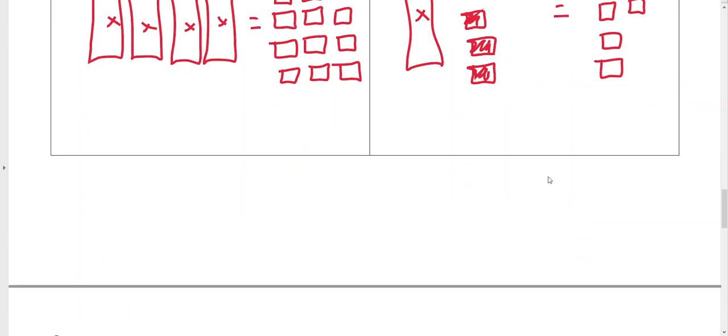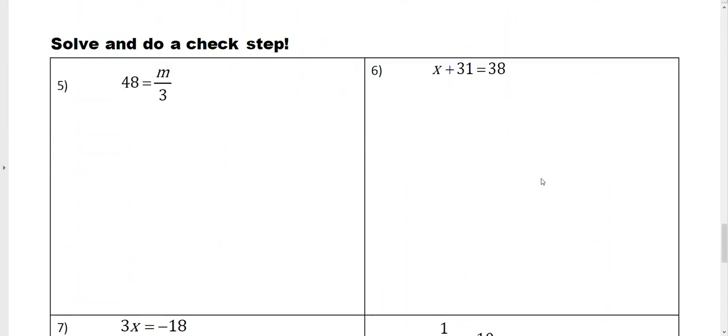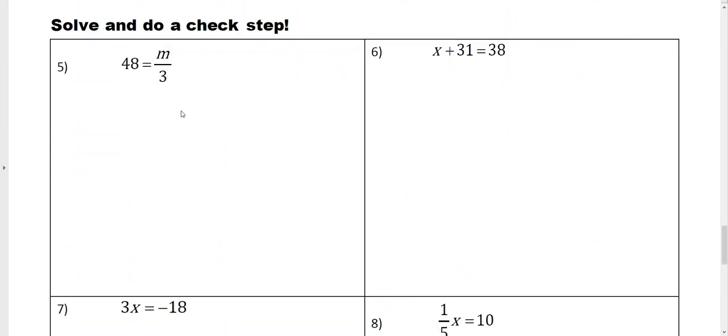All right, moving on to some solving ones. Solve and do a check step. So for this one, I have to try to get m by itself. I need to undo all my math to get m by itself to figure out what does it equal. So I have m divided by 3. I need to do the opposite operation there. So the opposite would be multiply by 3. And because it's an equation and it's equal on both sides, I have to do it to both sides.